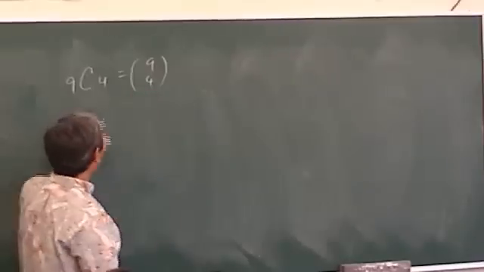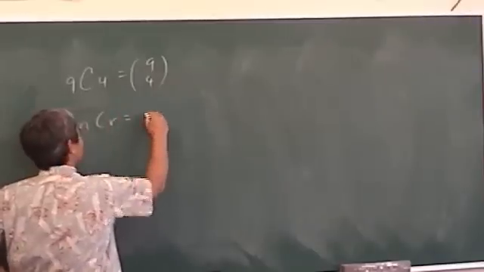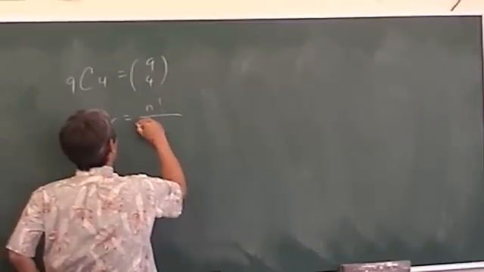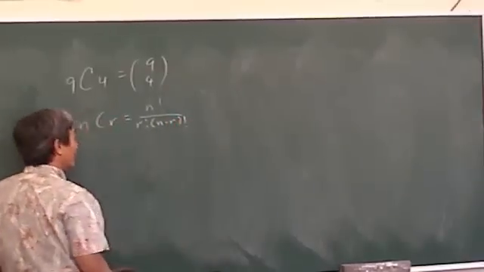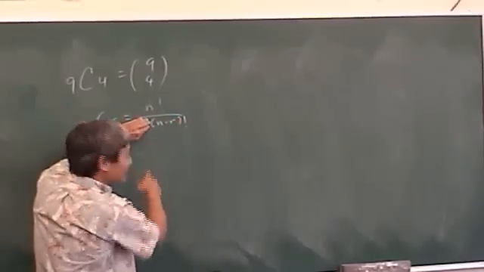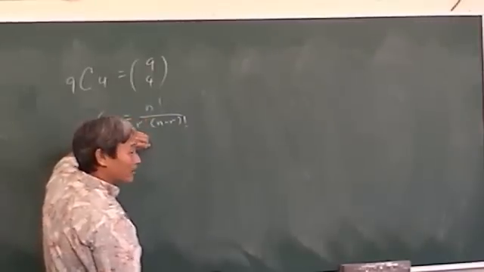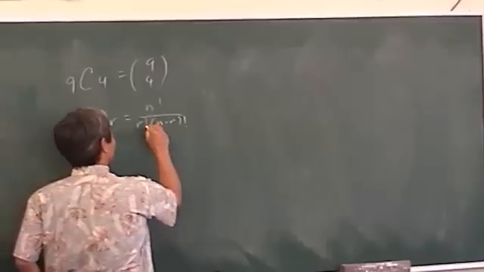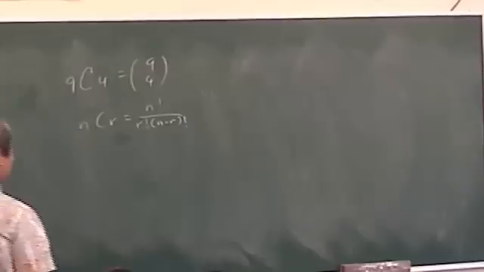Now, do you guys remember the formula to compute this? nCr is equal to n factorial over r factorial times n minus r factorial. Hey, Mr. Park, that looks like the permutation formula. It is, except we divide by an extra r factorial. Maybe you can tell me why next week, after you go through some of these.